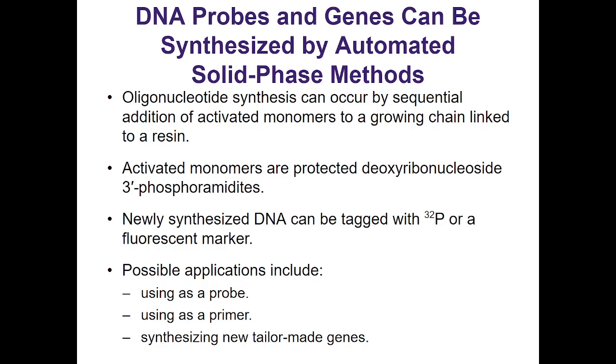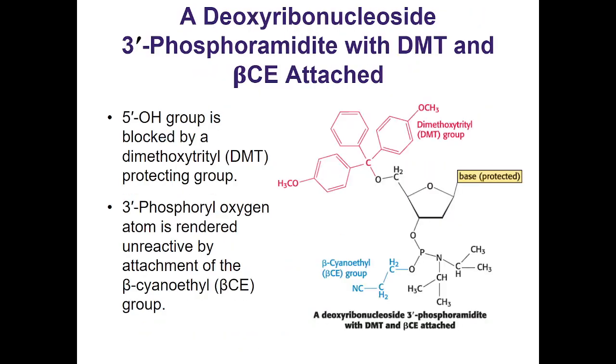Some of the possible applications of this methodology is going to be using it as a probe, kind of like what we had just discussed. We can also use this as a primer. We can synthesize new tailor-made genes using this method as well. Keep in mind, because they are linked to a resin, we have them mostly immobile, and so we can wash things over them, right? And control their conditions much more closely.